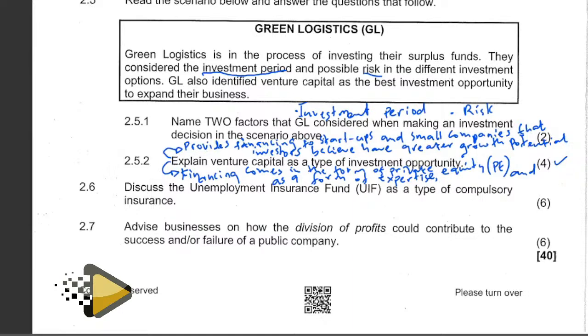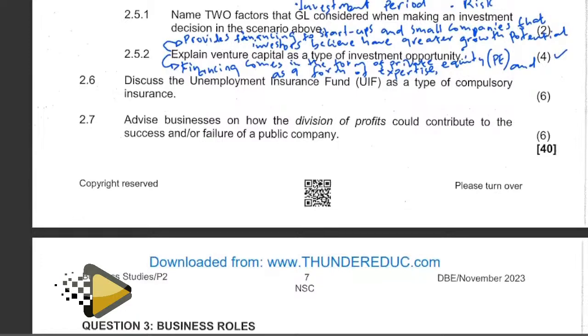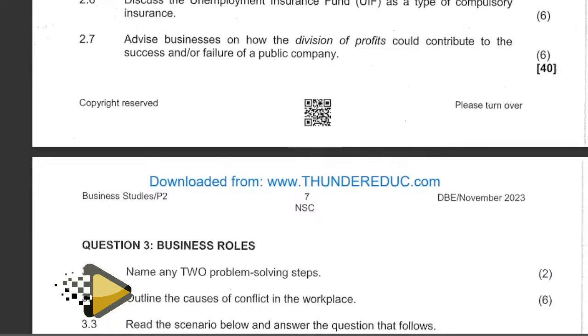If we check the next question, we have 2.6, and this 2.6 reads as follows. Discuss the unemployment insurance fund as a type of compulsory insurance. So remember, guys, here this fund provides benefits to workers who have been working and are now unemployed for reasons such as retrenchment. So also no tax is payable on unemployment benefits. Also the employer and the employee are actually contributing 1% each.